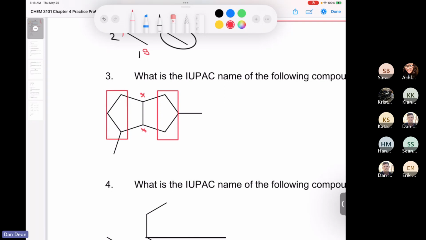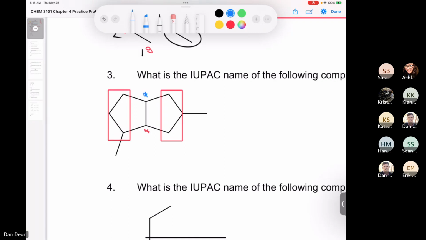But which star would I start numbering at? Maybe I'll change this one to a blue star. All right, should I start numbering on the red star or the blue star? Could anybody tell me? We'll start with that. Red or blue? Remember, I want to give the first substituent the lowest possible number.